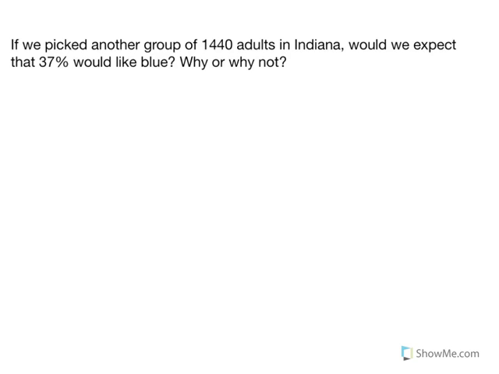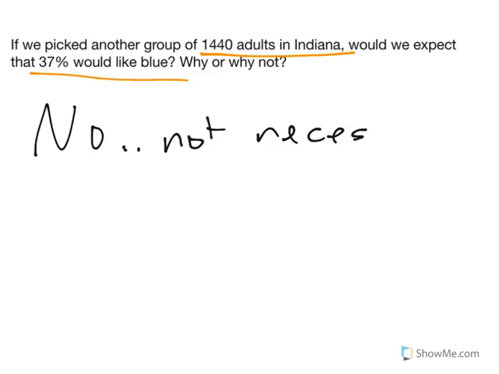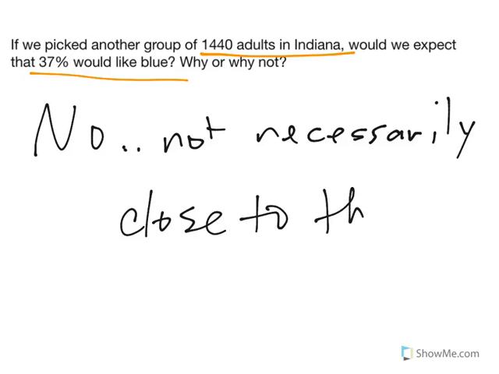Okay, now the thought of this, going back to example 1: if we picked another group of 1,440 adults in Indiana, would we still expect that 37% of them would like blue, as we said in that last problem? Why or why not? So your answer is probably no, or maybe not necessarily. Who knows how that's spelled? I'm a math teacher. So we don't expect it to always be 37%, but it's probably going to be close to that. How close? Well, I don't know. That's kind of what we're going to get into with the margin of error.